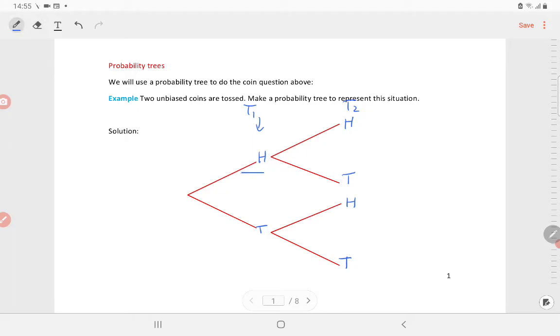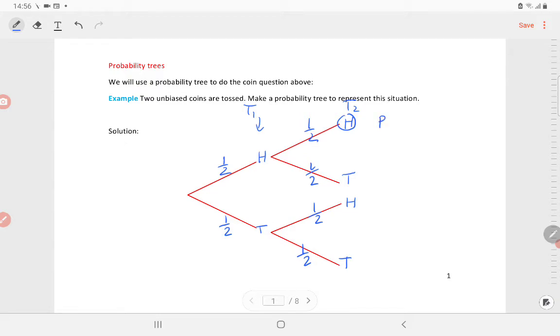So what's your probability of a head when you toss the coin? It's a half. What's your probability when you toss the coin and get a tail? It's also a half. On the second coin, you can get a head or a tail. So again, they're a half, half, half, half. Okay, so we write the outcomes on the end.